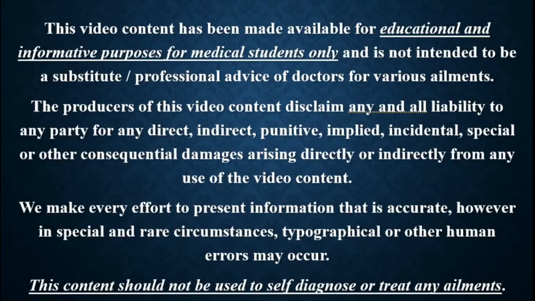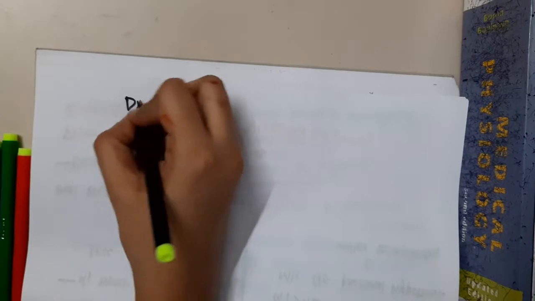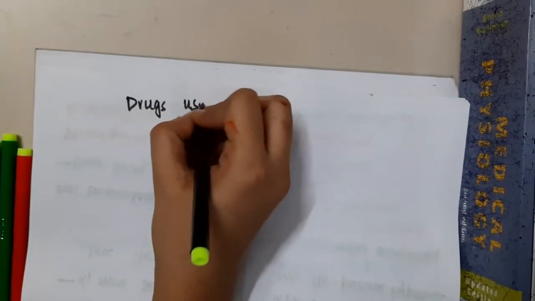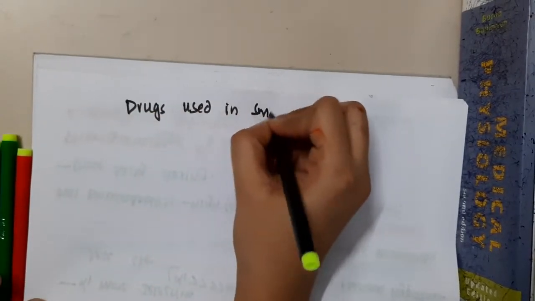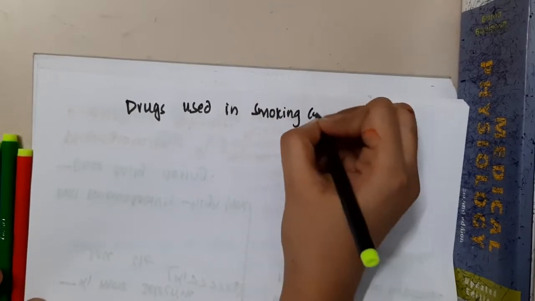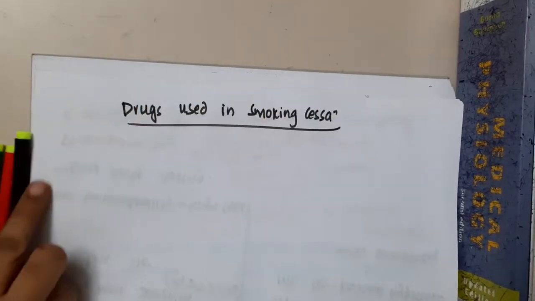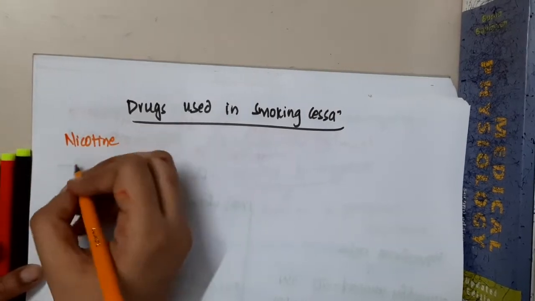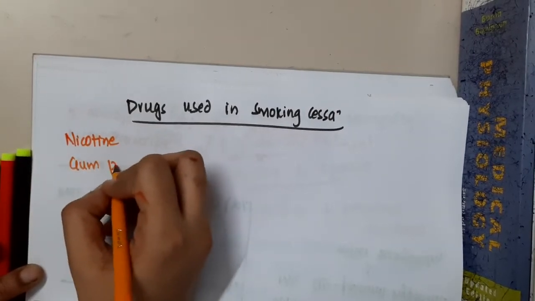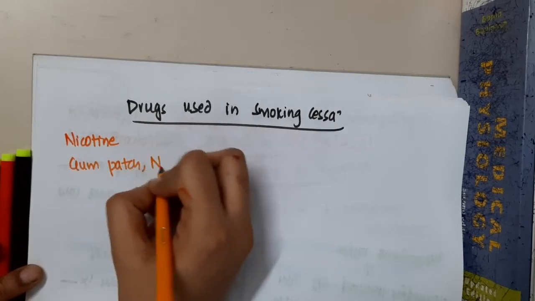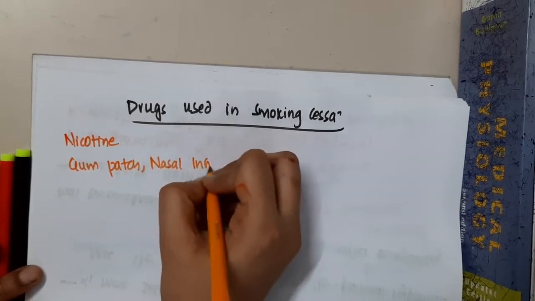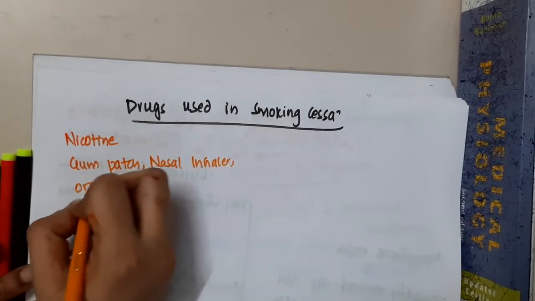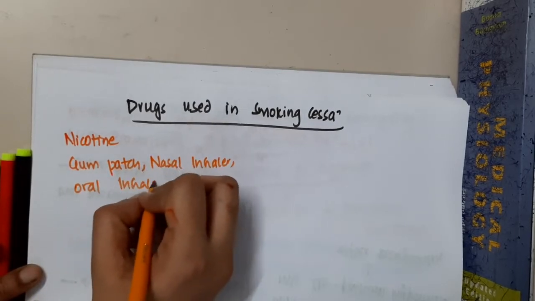In this lecture, we will learn about the list of the drugs used in smoking cessation. These include nicotine. Nicotine is used as a gum, patch, or nasal inhaler, or it is available as an oral inhaler.